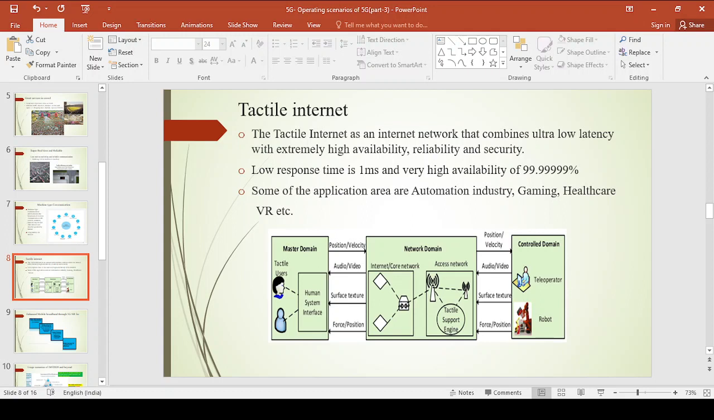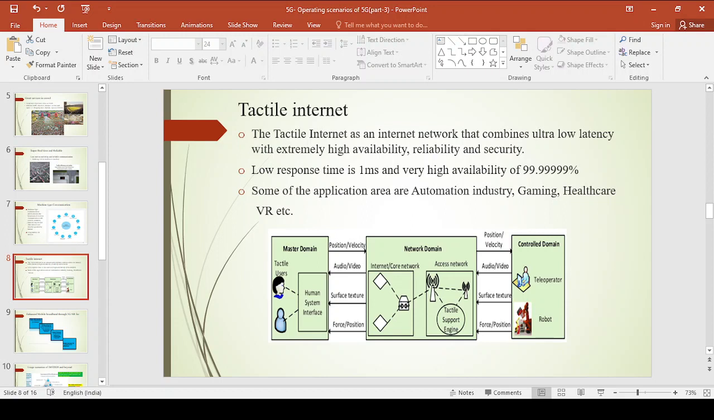Now some application areas like automation industry, gaming, healthcare, virtual reality, these are the places where we can use tactile internet, right? Now this contains three modules. One is master domain, another one is network domain. Tactile internet contains three modules: master domain, network domain, control domain.